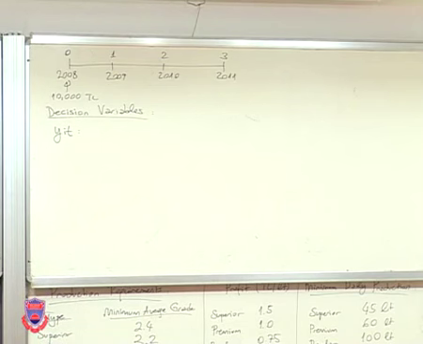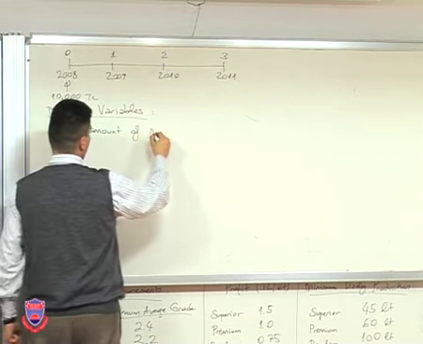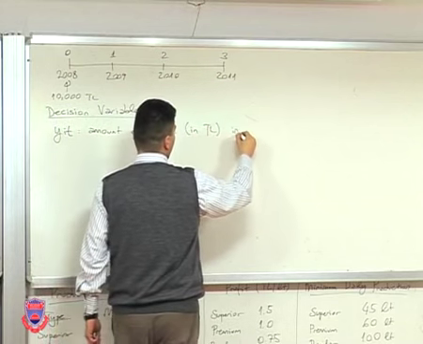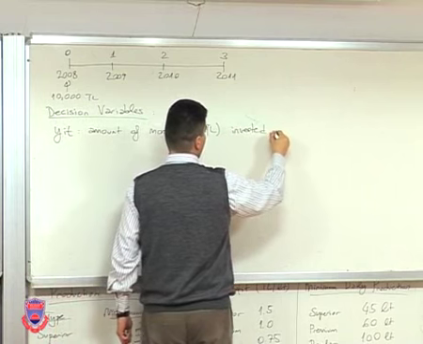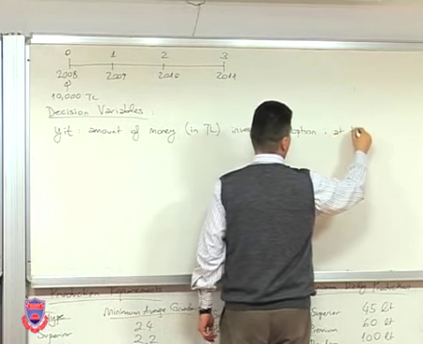So I'm going to define Y_IT in the following way. This is the amount of money in Turkish liras, of course, invested in option I at the beginning of year T.